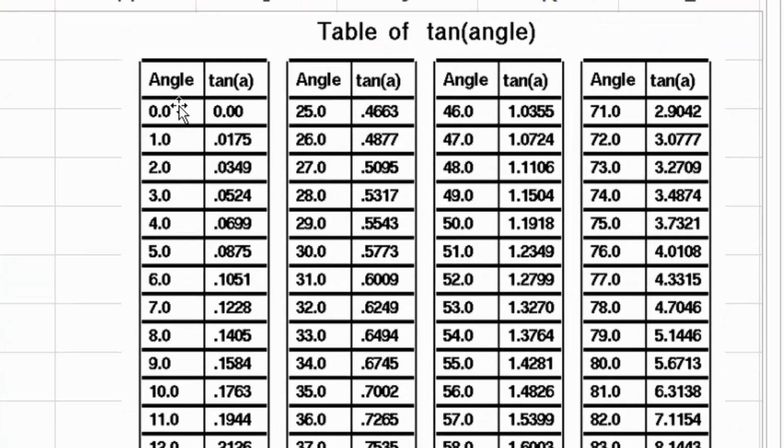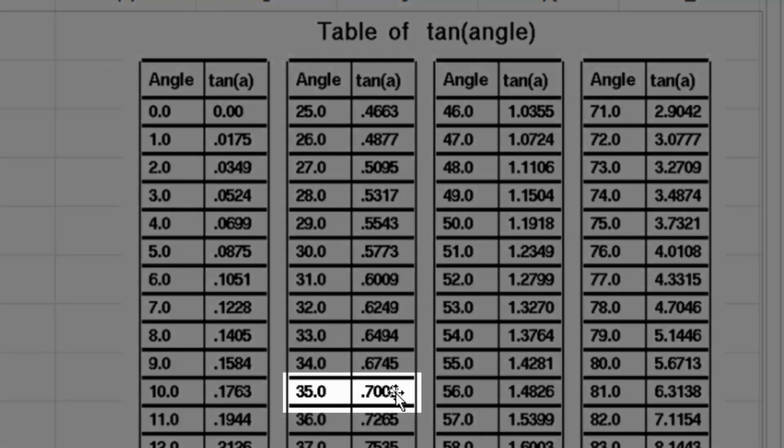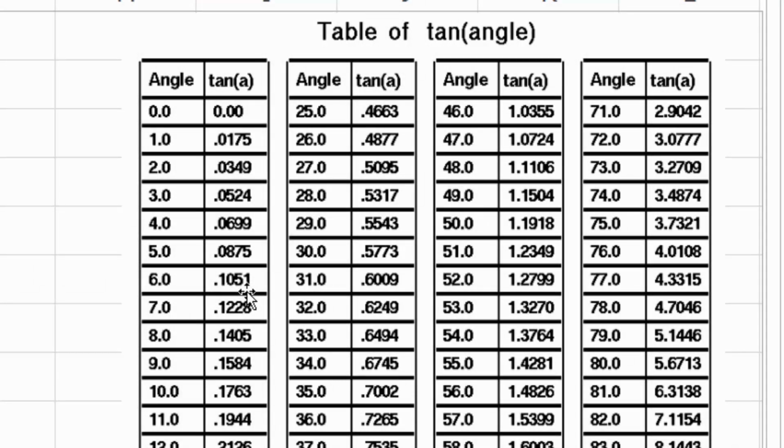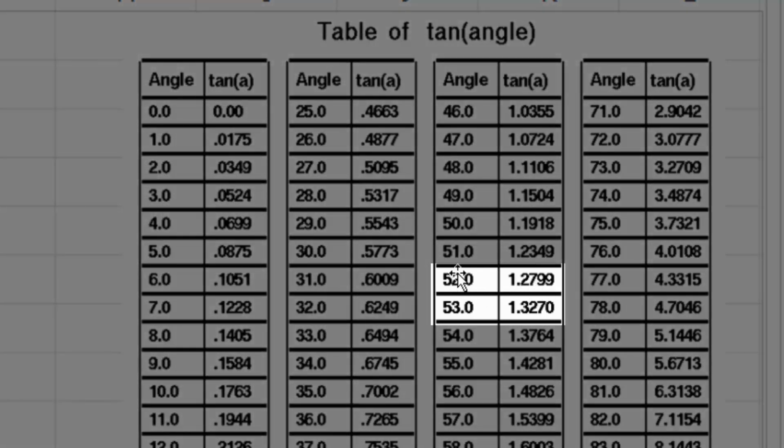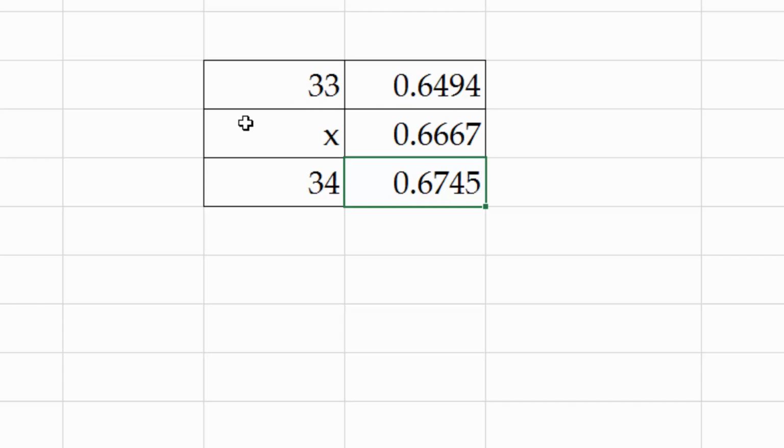If we wanted to find the tangent of an angle, say 35 degrees, here we would go to the angle 35, we'd look over here, see the tangent of 35 degrees, and it was 0.7002, and we just plug that in. But what if we wanted the tangent of an angle that wasn't on this list? Maybe it was 52.48 degrees. Well, we would pick out these two angles that are on either side of it, and then look at these tangent values, and then plug them into a chart like this, and use interpolation.